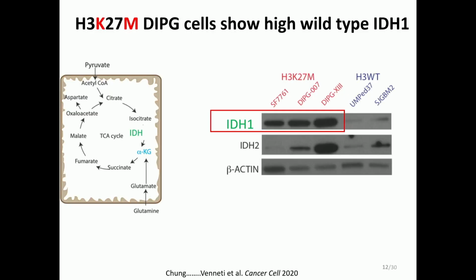So in a series of experiments, we landed on this enzyme called isocitrate dehydrogenase 1. I'm showing you where IDH is sitting in the TCA cycle. Its main function is to convert isocitrate to alpha-ketoglutarate. There are several isoforms. The two main isoforms are IDH1, which sits in the cytoplasm, and IDH2, which sits in the mitochondria. And you can see here that it's IDH1 that's higher. In red are the three K27M mutant cell lines. In blue are the wild-type cell lines, and you can see IDH1 is higher in the K27M as compared to the wild-type cell lines.